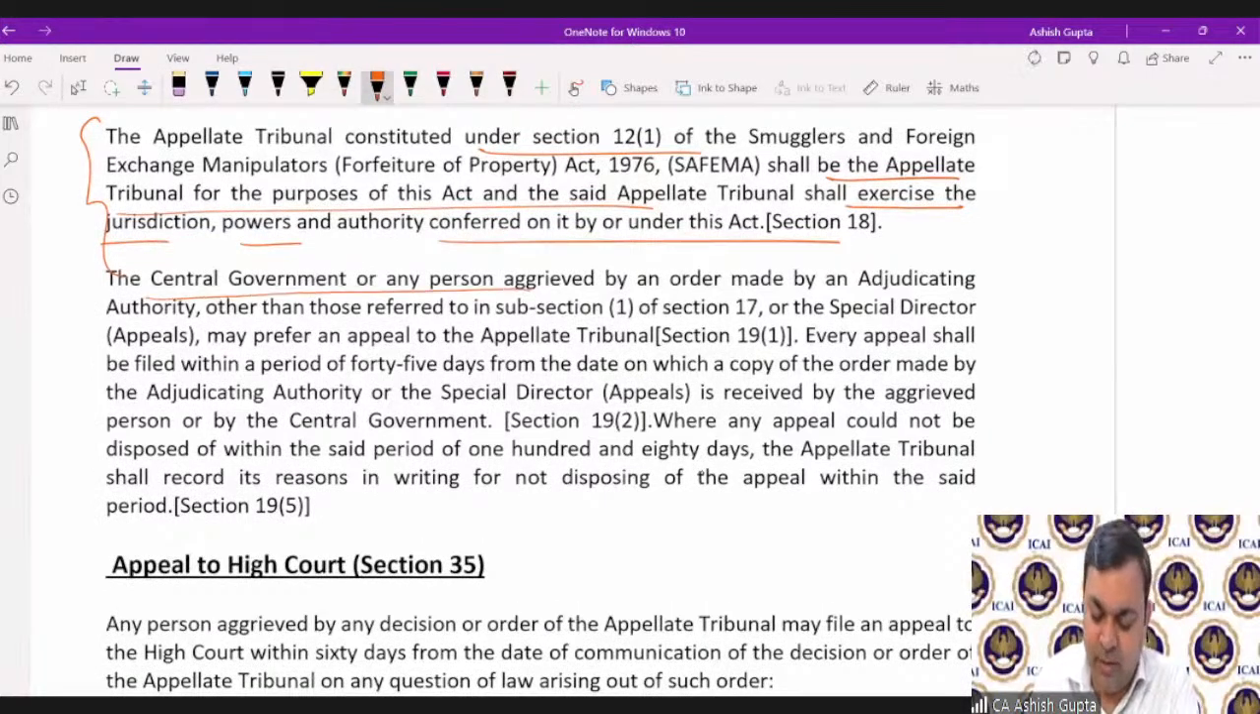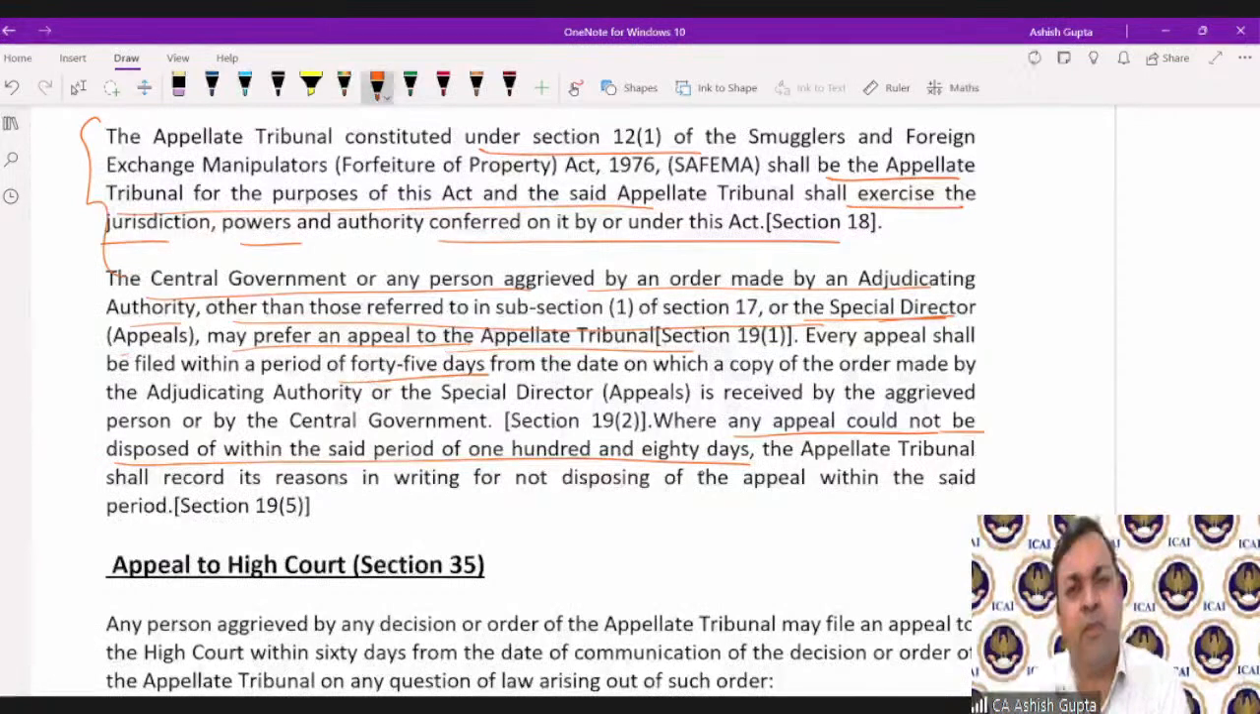The central government or any person aggrieved by the order of the AA, or other than those referred to in 17.1, or the special director, may prefer an appeal to the AT. Every appeal should be made within 45 days. 19.2, 19.1: where any appeal could not be disposed of within a period of 180 days, you need to provide the reasons why you failed to dispose of that application.